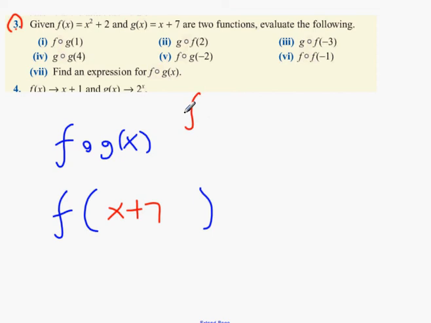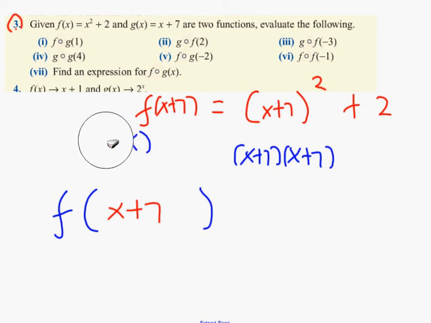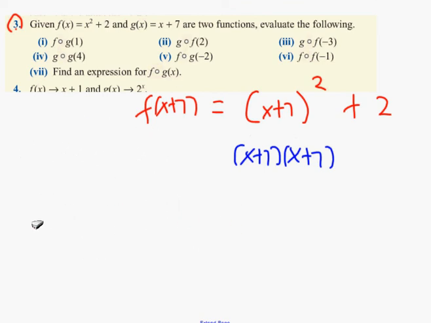What is the f rule again? Whatever it is, square it, and then add on 2. So in this case, it's x plus 7, isn't it? So we're going to replace x plus 7 in here. Anybody have any ideas how to square x plus 7? X plus 7 multiplied by x plus 7. And see the way the question says find an expression. It doesn't say find an answer. It doesn't say evaluate. It says just find an expression.